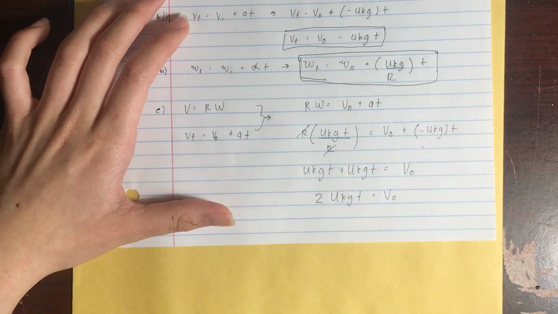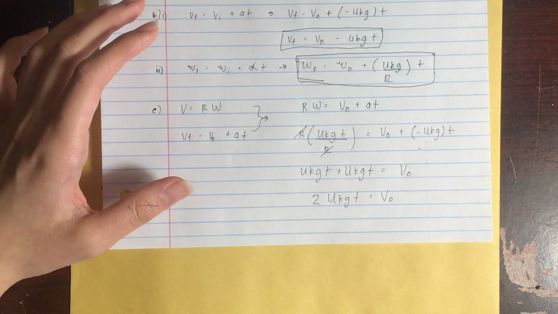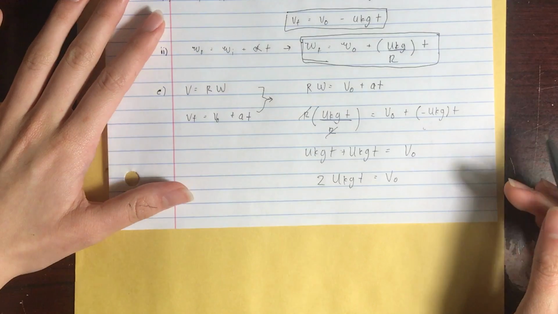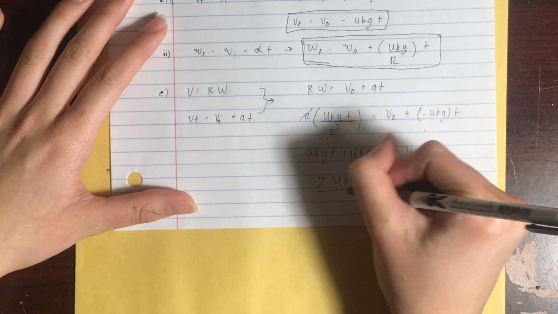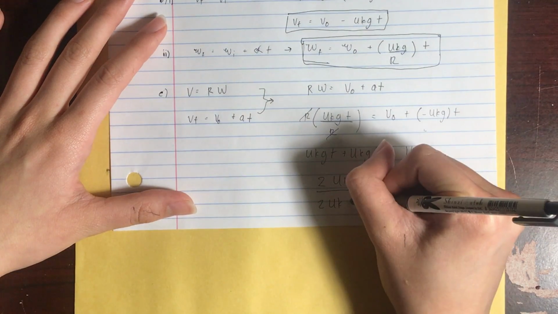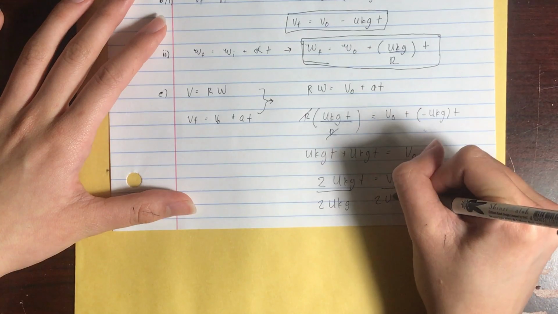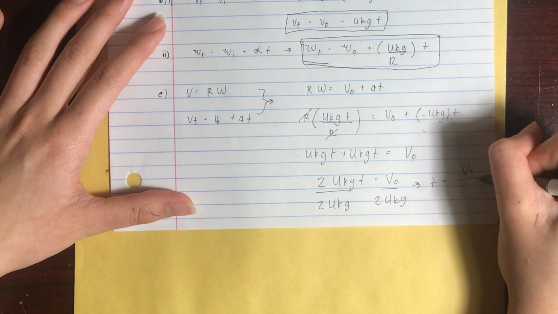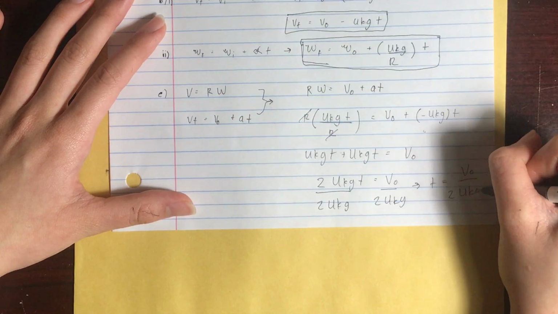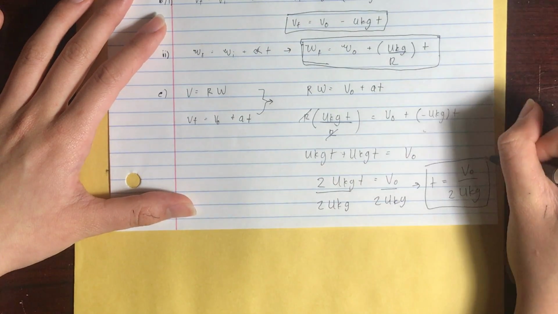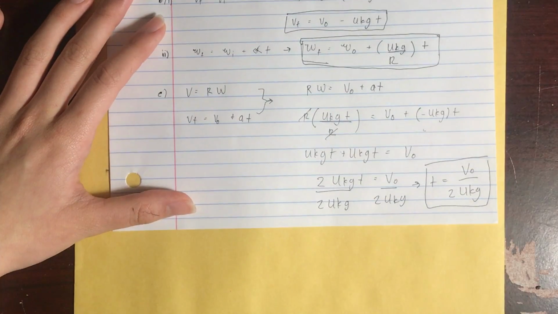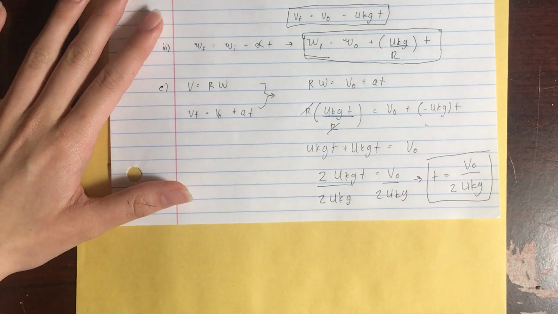Part C asked us to find the time that it takes to travel L. So now we can isolate for t by dividing both sides by 2 mu kg. So t will equal velocity initial over 2 mu kg, and that is the time that it takes for the object to travel the distance L, at which point after it will stop sliding and only rotate.